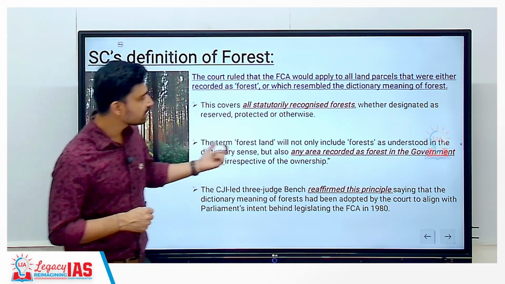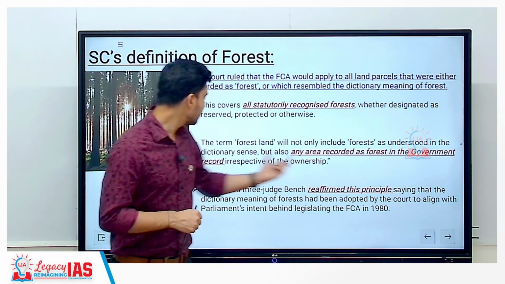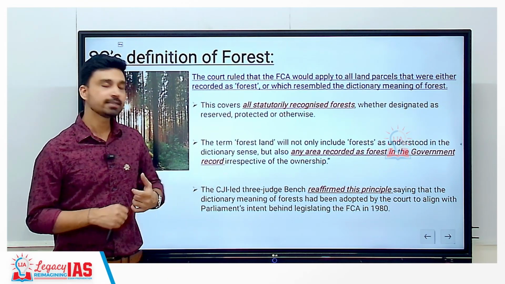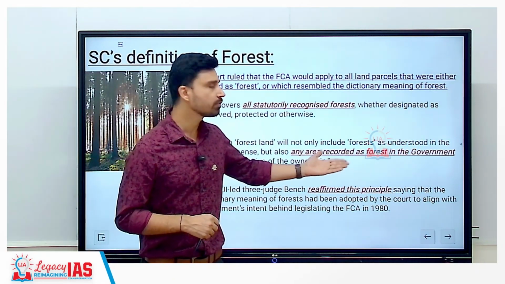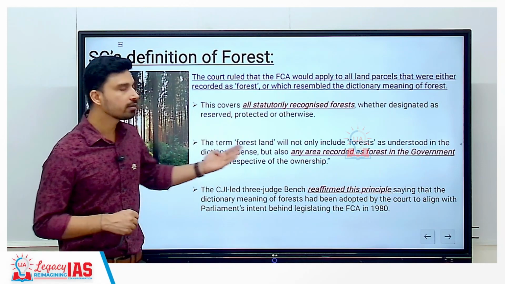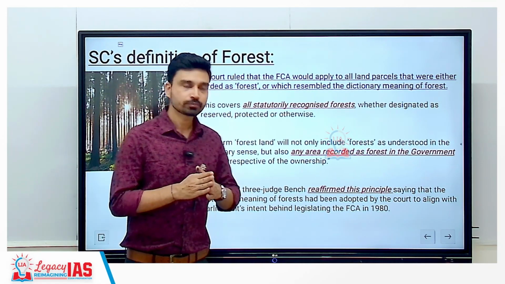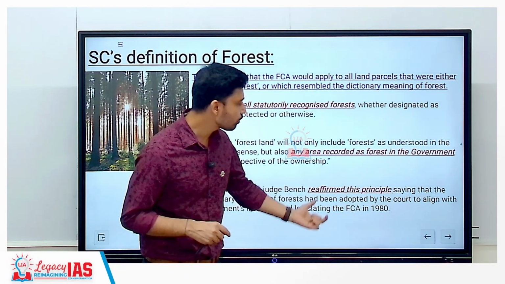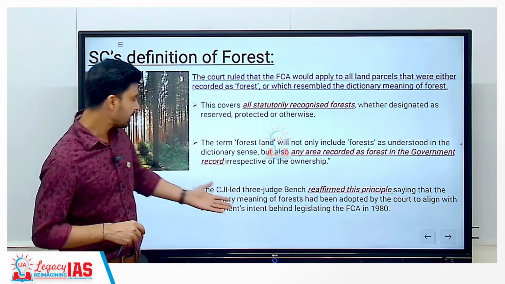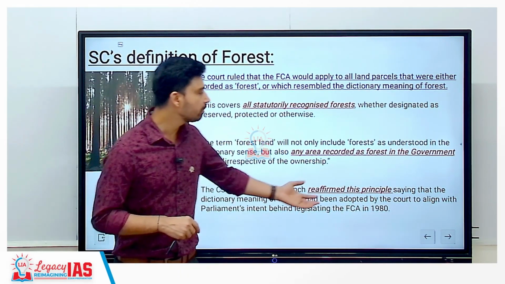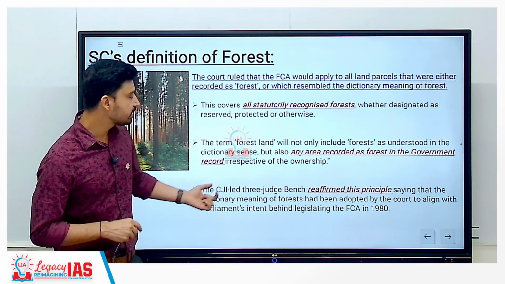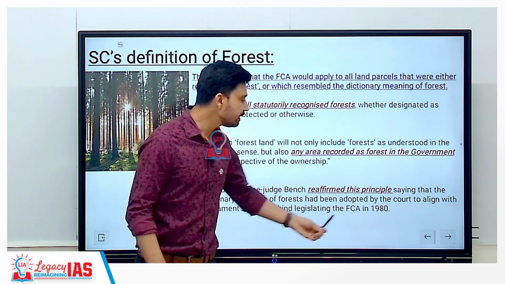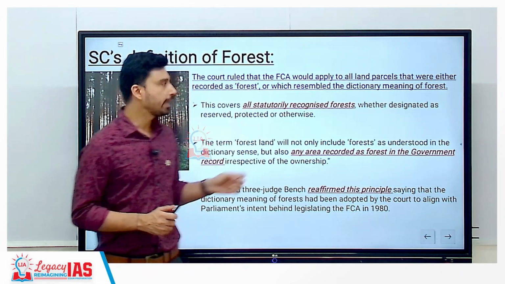So the term forest land will not only include forests as understood in the dictionary sense, but also any area recorded as forest in the government record, irrespective of ownership. And thus the CJI-led three-judge bench has reaffirmed the same principle, saying that the dictionary meaning of forest had been adopted by the court to align with Parliament's intent behind legislating the FCA in 1980.